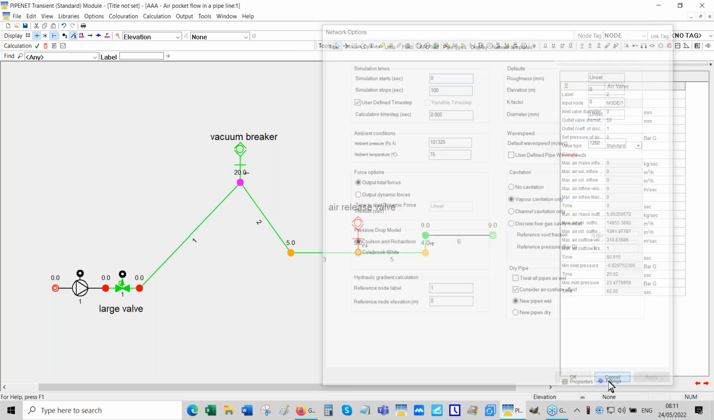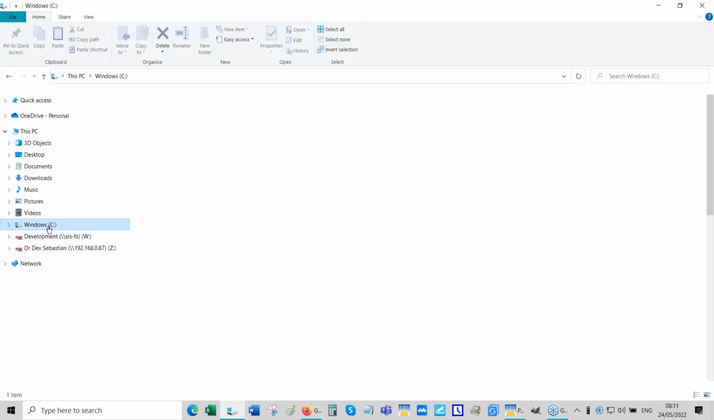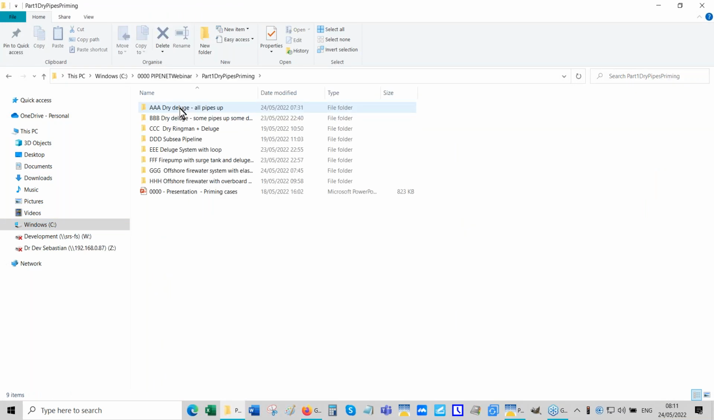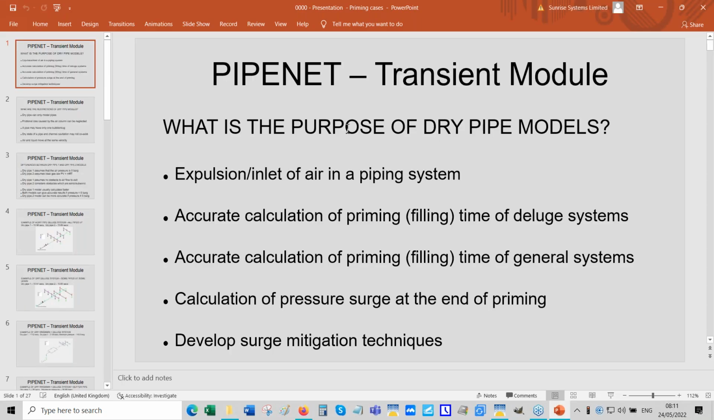Okay, now, before we go on to the actual simulations, let's look to see what's the need for the dry pipe model. Because we have the need to model expulsion and inlet of air into a piping system.